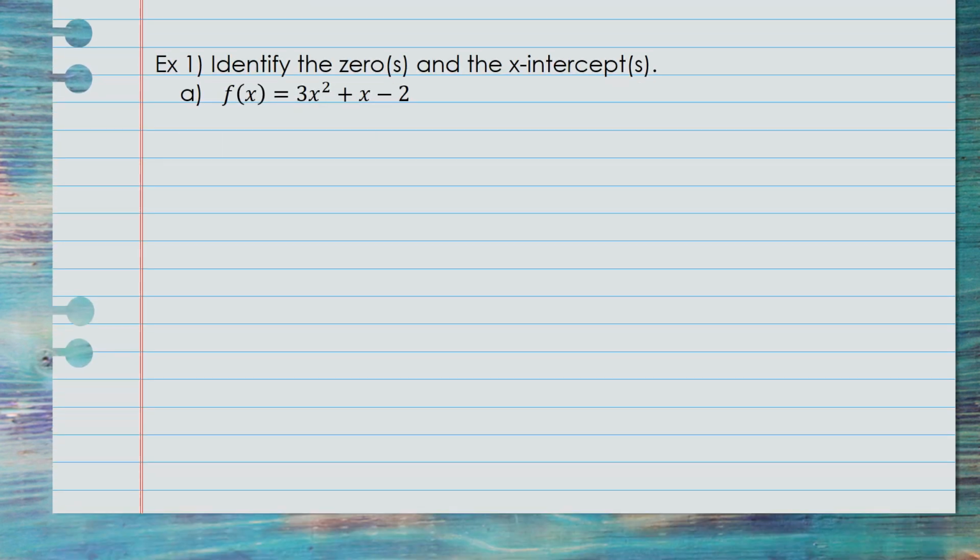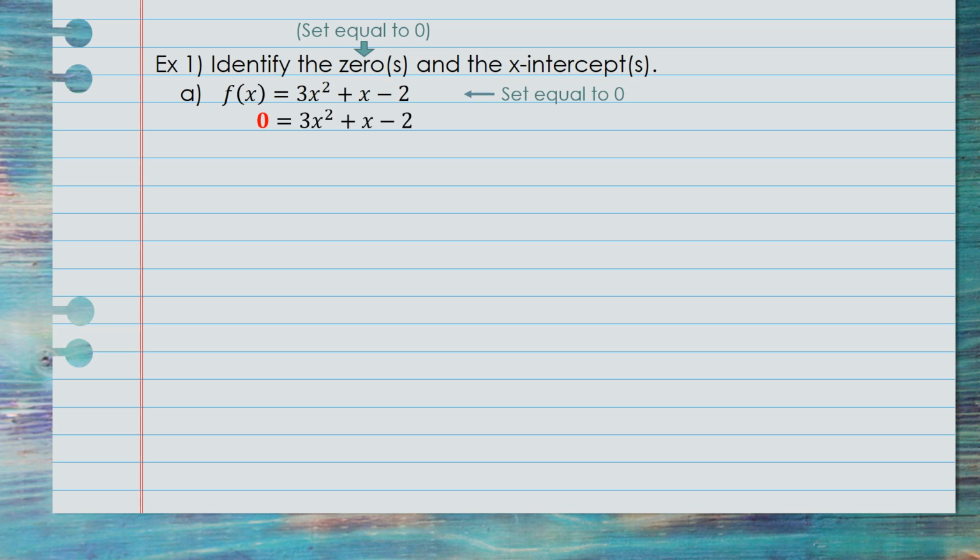Example 1, identify the zeros and the x-intercepts. For A, we have f of x equals 3x squared plus x minus 2. Now notice the directions. Identify the zeros. That's giving you a clue. It's telling you to set the function equal to 0. So, looking at the function, in place of f of x, we put a value of 0. So now we have 0 equals 3x squared plus x minus 2. Now we're looking at an equation. Is this linear, quadratic? Well, this is quadratic.